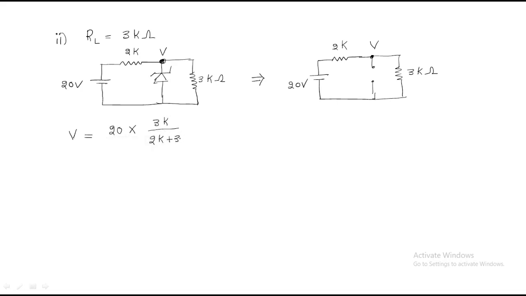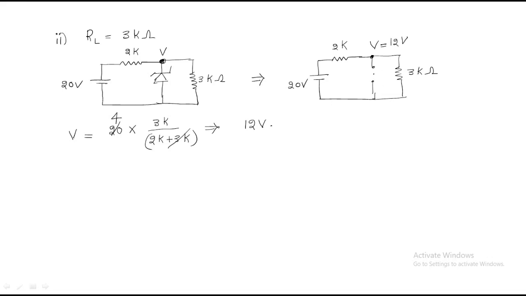2k plus 3k becomes 5k. This is 5k 4 times. Then the k's cancel, and this becomes 12 volts. Now this voltage value is 12 volts.